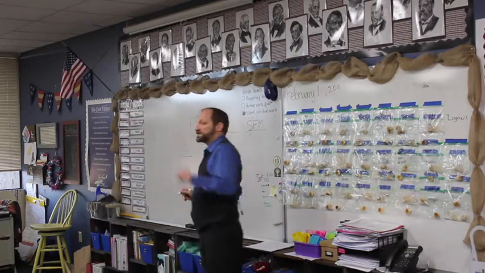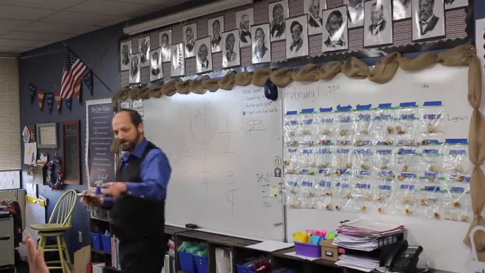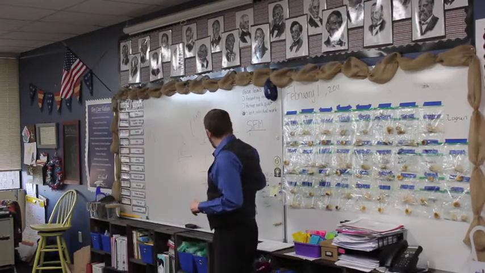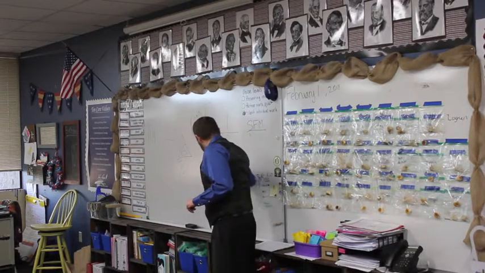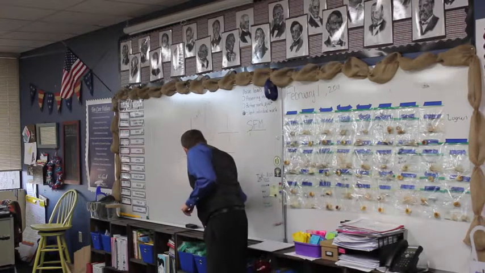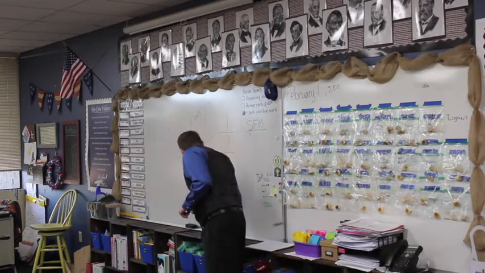And can somebody tell me what a denominator is? It's the number on the bottom of the fraction. So in this number here, which number is the denominator? It's the 4. So I'm going to put a square right around there.